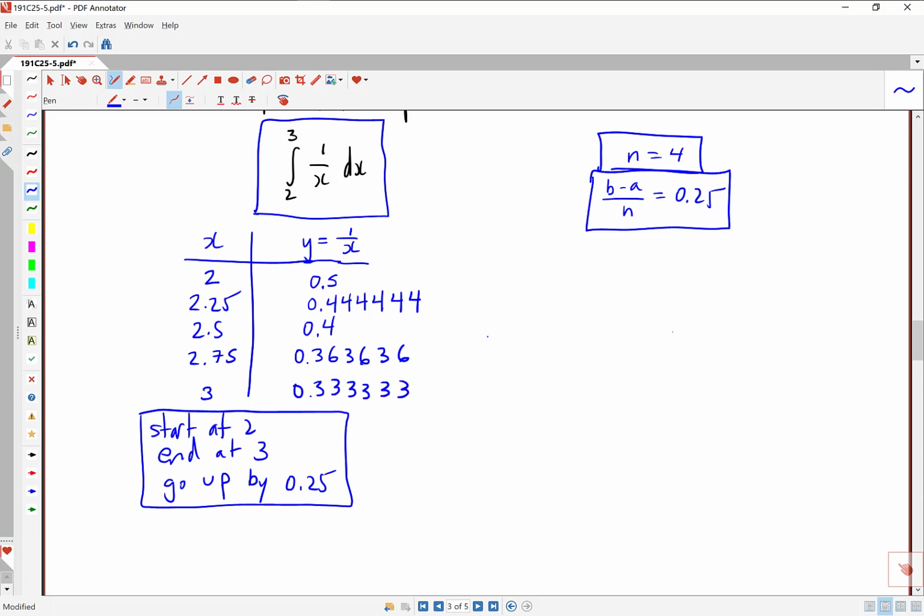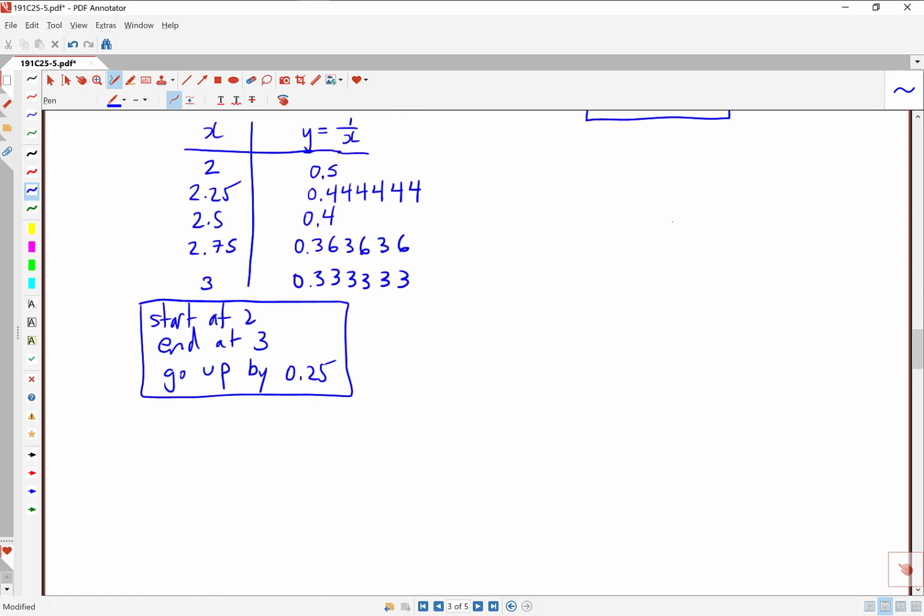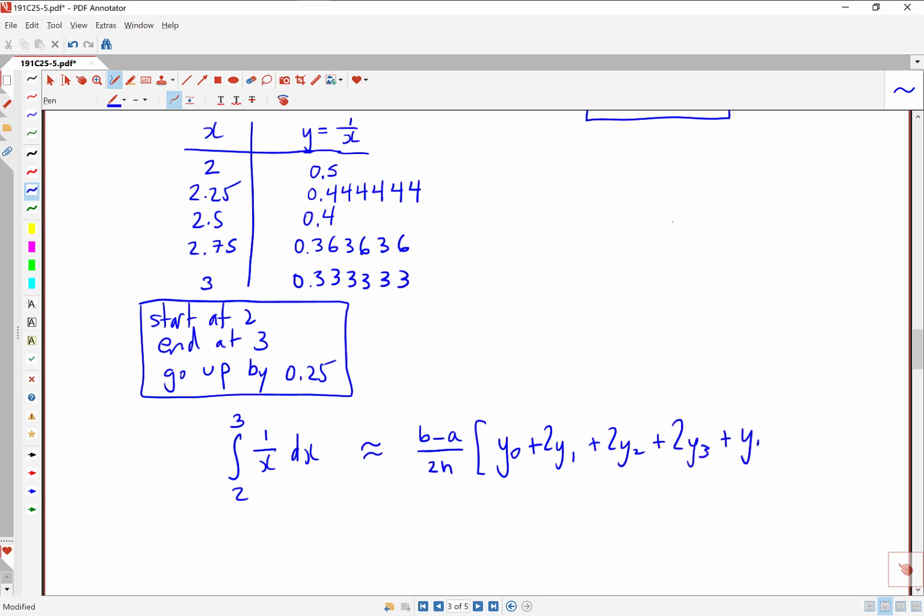So now we're ready to do the final stage of our calculation where we put this all together using our formula. So let's write down what we're trying to do. We're trying to approximate the integral from 2 to 3 of 1 over x dx. According to our trapezoidal rule, that's going to be approximately b minus a over 2n times y0 plus 2y1 plus 2y2 plus 2y3 plus y4.